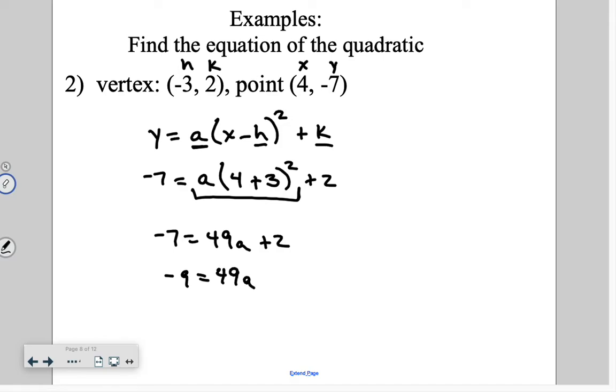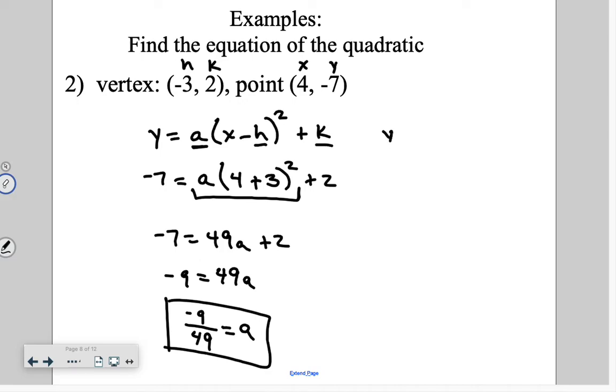Divide both sides by 49. A is not a nice number, but that's okay. It doesn't have to be. So we get negative 9/49 as our value of a. So we at least know it's opening down. We know that this is going to be a fairly wide parabola because it's closer to 0. And the only thing left to do is take that important information and put it into the equation.